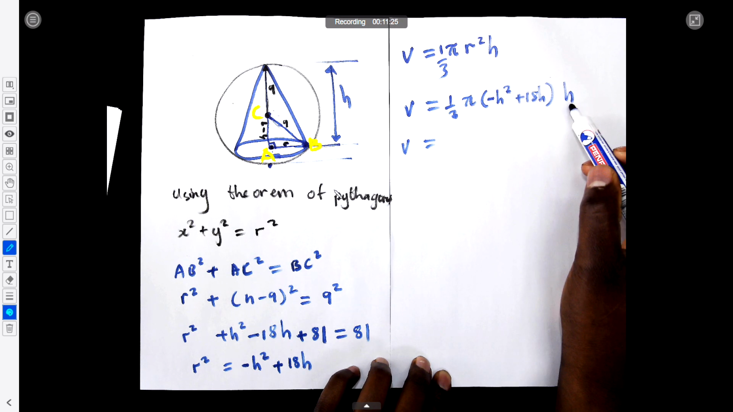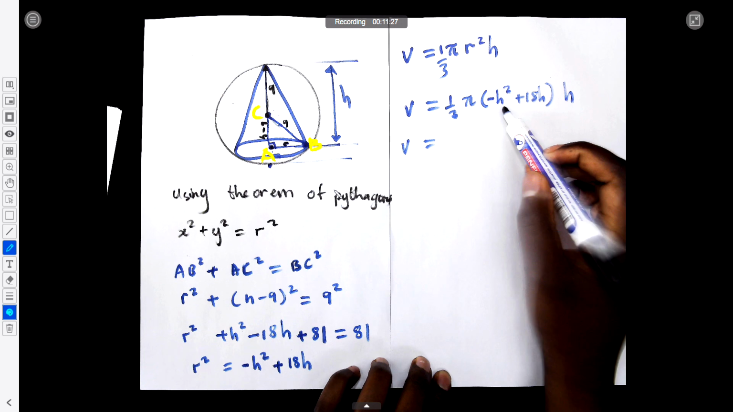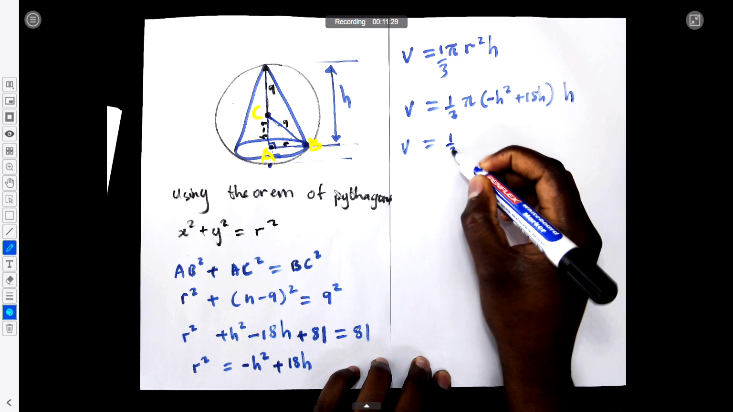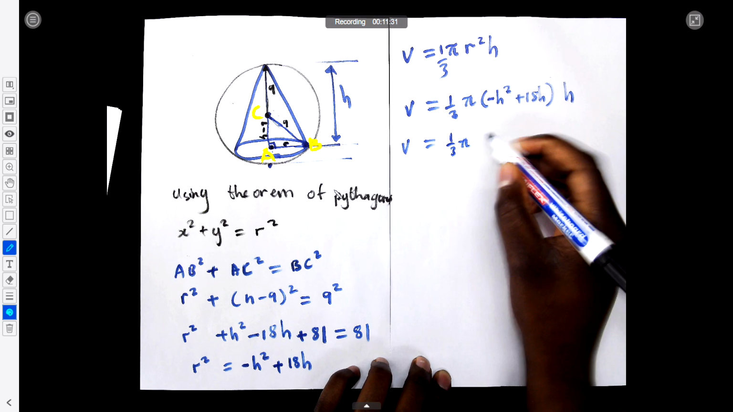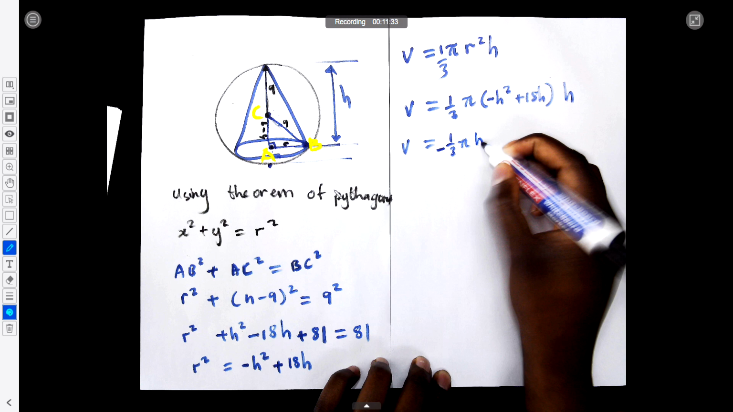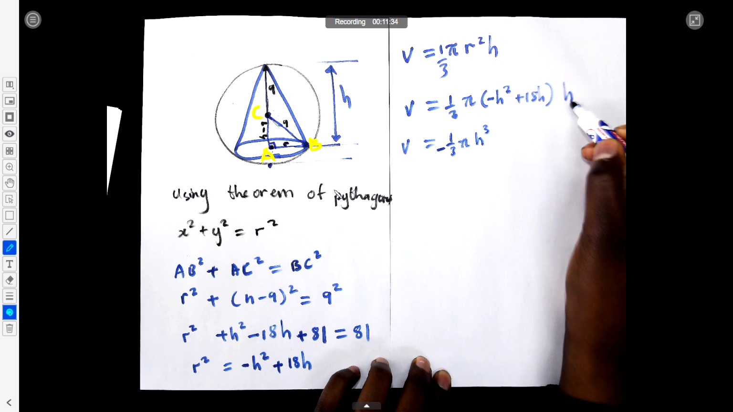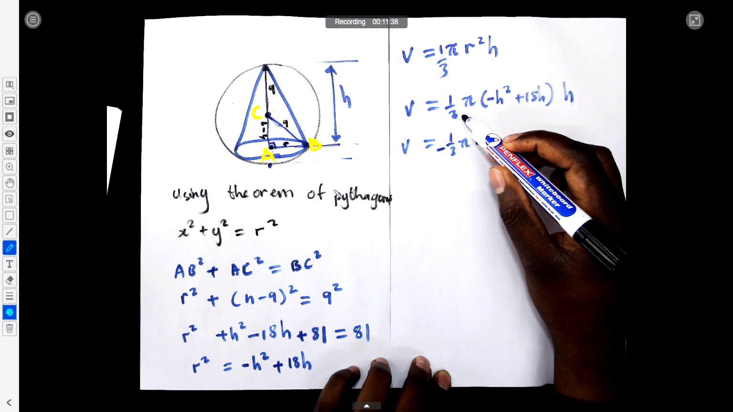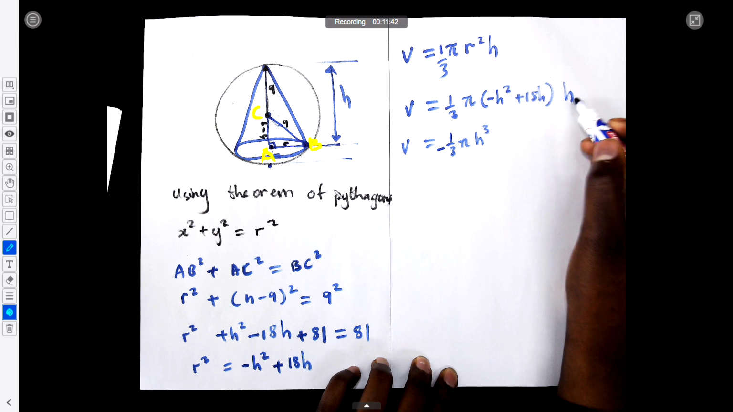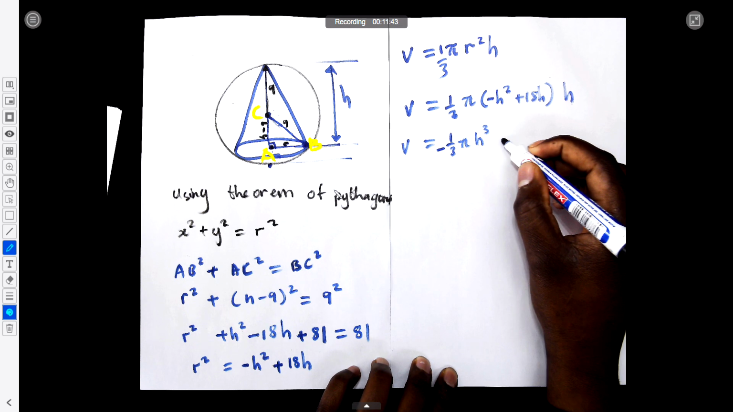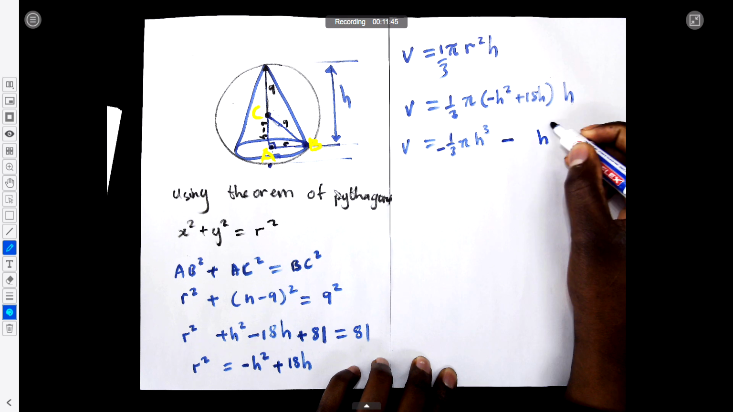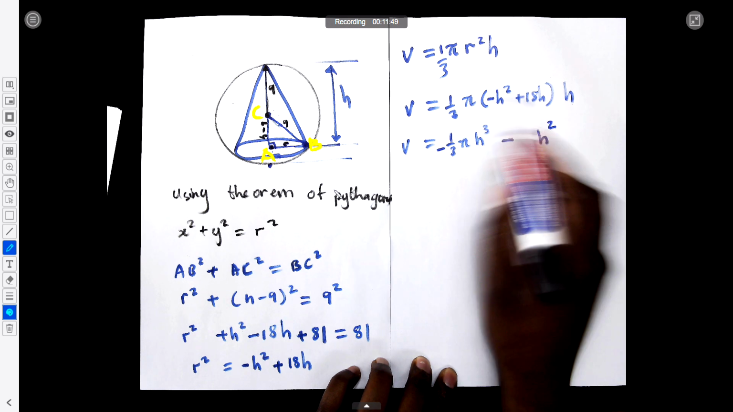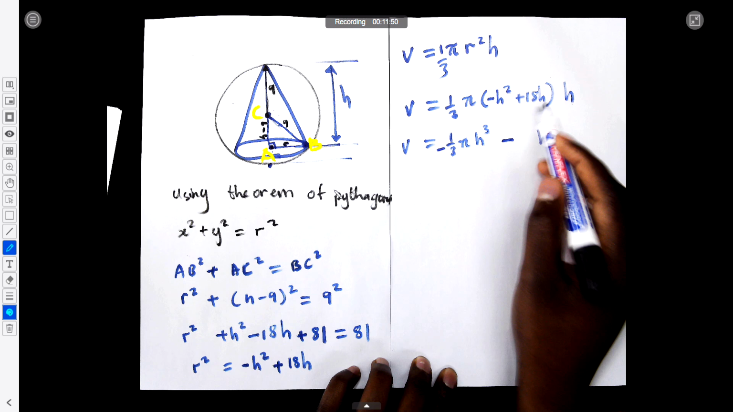So I hope you see that h multiplies h, isn't it? So we're going to have 1 over 3 pi, and then negative what? Negative h to the power of 3. So h times h is negative h cubed, multiplied by 1 over 3 pi. The second one is h times h. We know it's going to be h what? h squared. Therefore, multiply by 1 over 3 pi times 18.